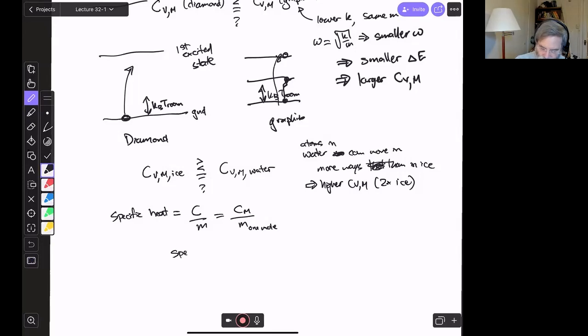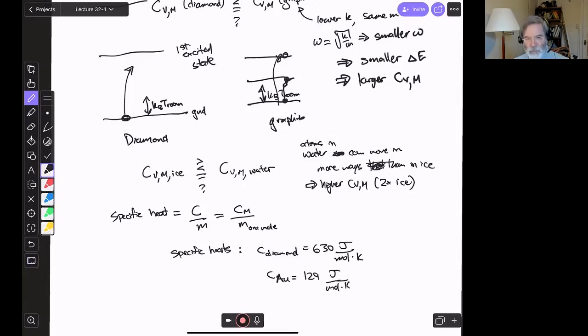So if we think about the specific, we saw that the molar heat capacity of diamond was much smaller. But when we think about the specific heats, that for diamond is equal to 630 joules per mole Kelvin, whereas that for gold is only 129 joules per mole Kelvin. So the specific heat of diamond is bigger, but the molar heat capacity is lower.